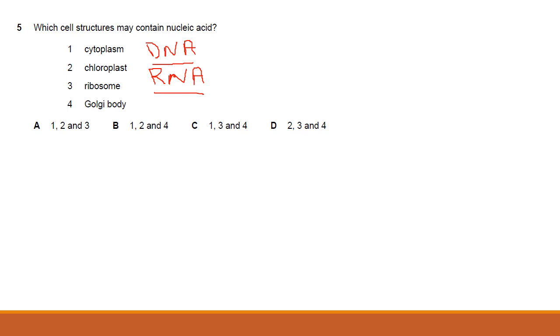In which of these organisms would I find which organelles, or cell structures rather, would I find DNA? So you wouldn't find DNA in the Golgi body, you wouldn't find it in the ribosome, you wouldn't find it in the cytoplasm, but you would find DNA in the chloroplast. And why is that? That's because of a theory called the endosymbiont theory. I really want students to have this theory at the back of their minds when they answer questions like this.